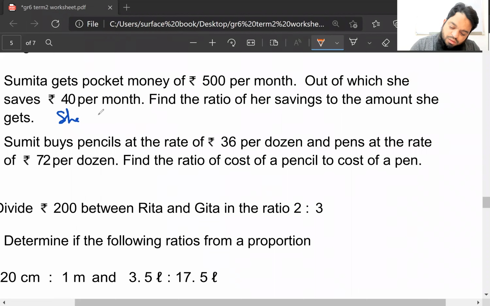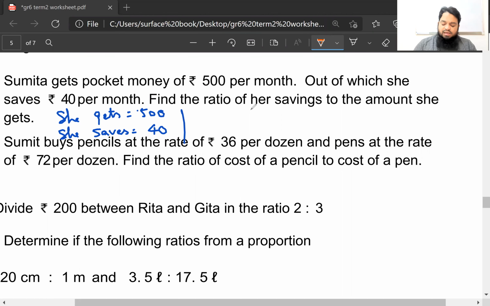She gets how much? She gets 500. And how much does she save? She saves 40 rupees. So what he is asking is: find the ratio of savings to the total money she gets. So savings is how much? 40, and the total is equal to 500.